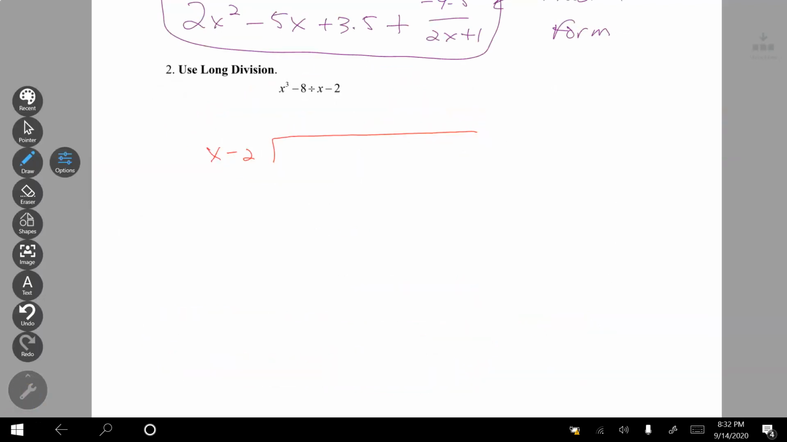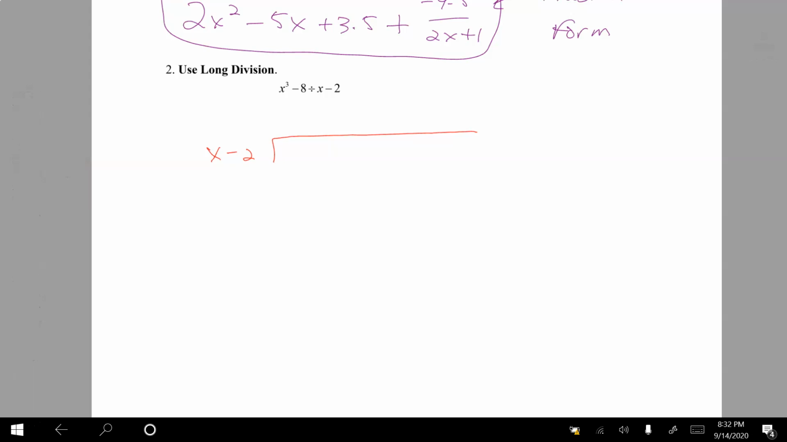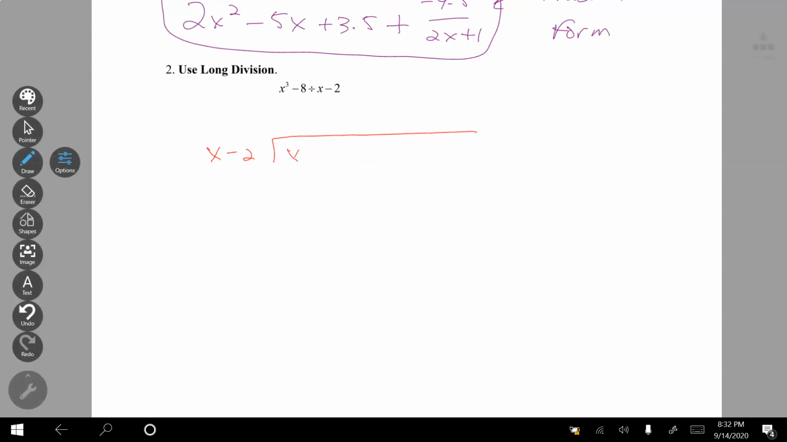Okay, so for the next one, I'm going to do x cubed minus 8 divided by x minus 2. But I have to be careful here because to go from x cubed to minus 8, there are missing terms. So I have to write it like this: x cubed plus 0x squared plus 0x minus 8. And I have to fill in the missing terms.